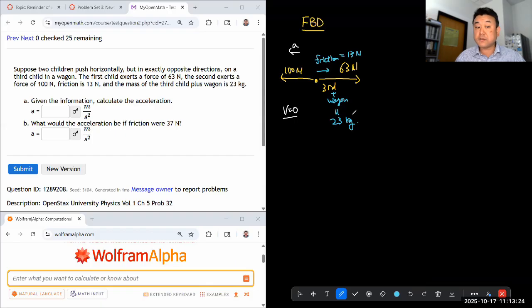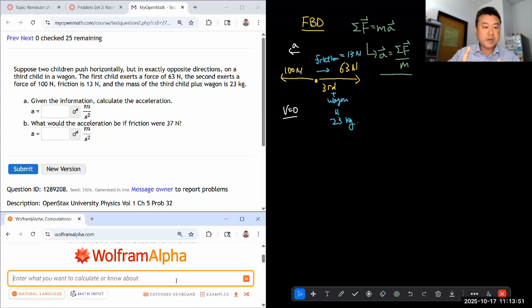So the question is asking for acceleration. So I should first calculate the net force. I'm using Newton's second law. Newton's second law says net force is equal to mass times acceleration, or inverting the relationship, acceleration is net force divided by mass. So I'm going to calculate the net force first, and then I'll divide by the mass.